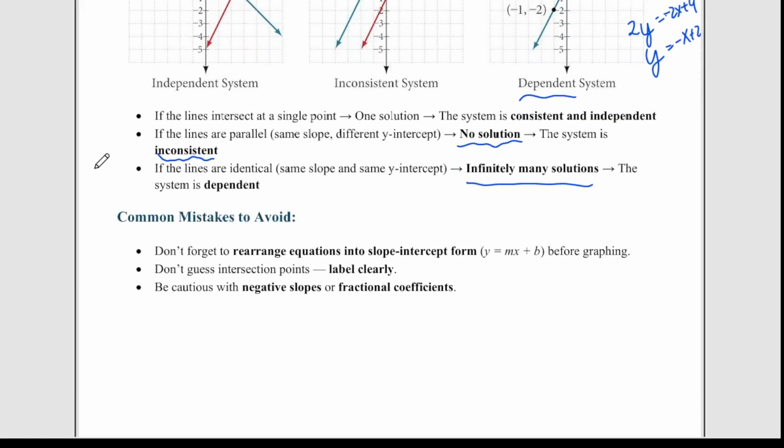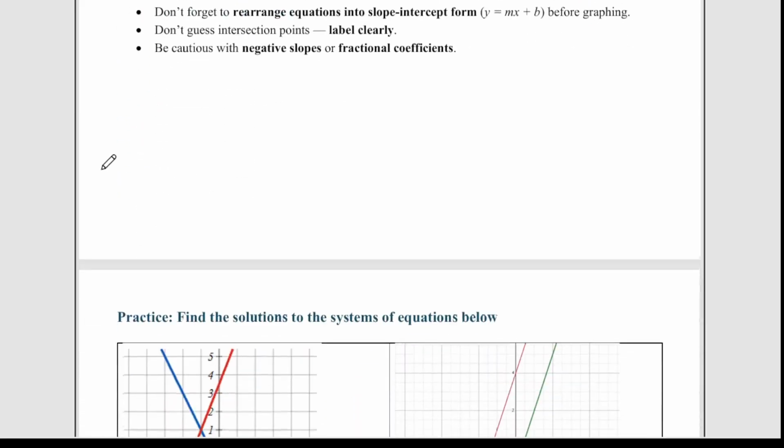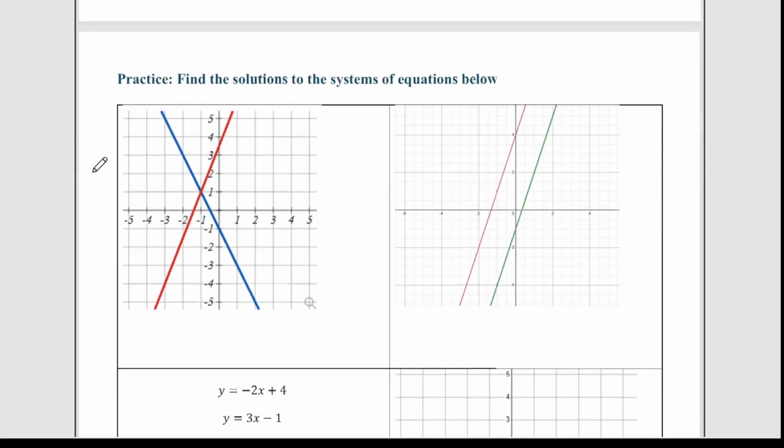So the key thing is to make sure that you are actually finding the real intersection. You're not just guesstimating what it is, and making sure you're very careful about graphing correctly. As long as you do that, you should be good to go solving by graphing. So I'm going to go ahead and encourage you to pause your video and solve these two equations yourself before we go over the solution.